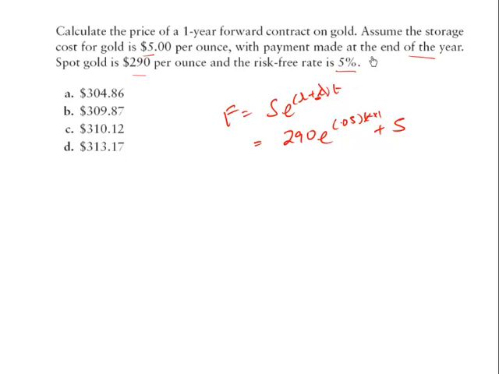If the $5 was at the beginning of the year, then the storage cost throughout the year would have been 5 times e raised to the power rt, or 5 times e raised to the power 0.05. So the fair price in this case will come out to be 309.87.